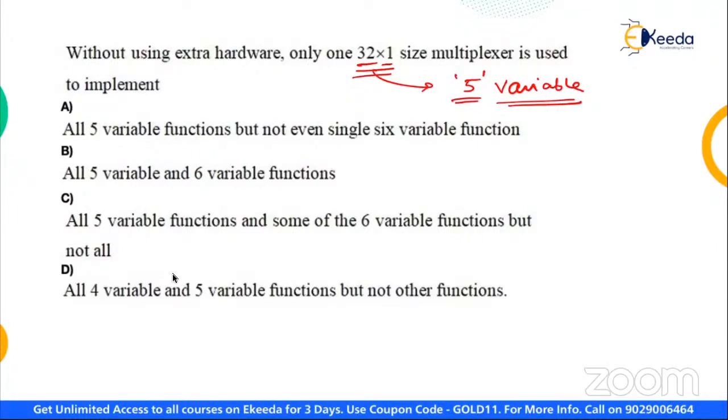So what does option A say? All 5 variable functions, but not even one single 6 variable function. This is what it is saying. Not even a single 6 variable function. Okay. Is there anybody who can help me out with this? Come on, guys.